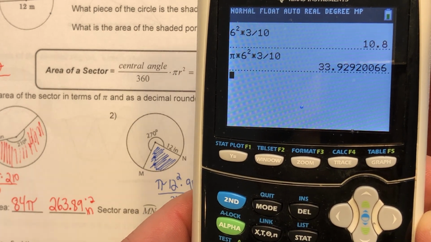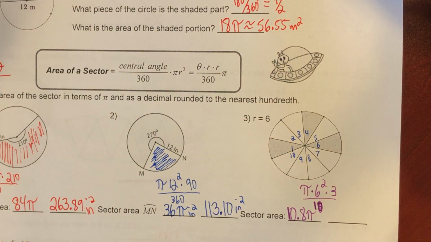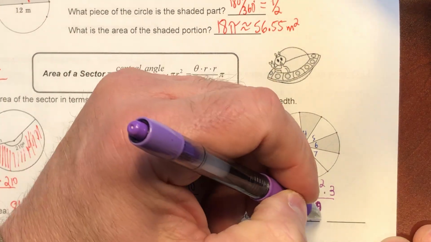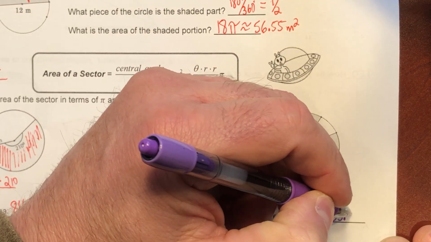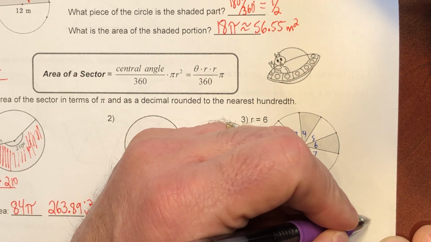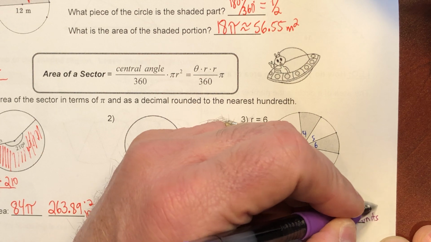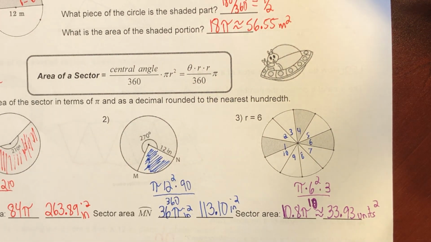33.93 if I'm rounding to hundredths. 33.93. Okay? So that's what that approximates to. 33.93. Doesn't give us a unit, so we'll just say units squared. All right? And that's how you do these.